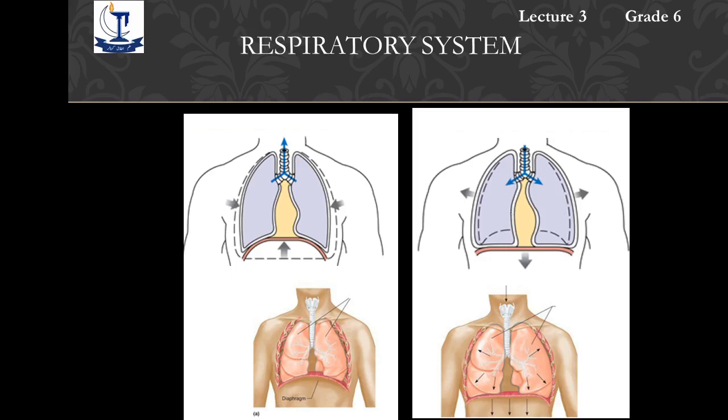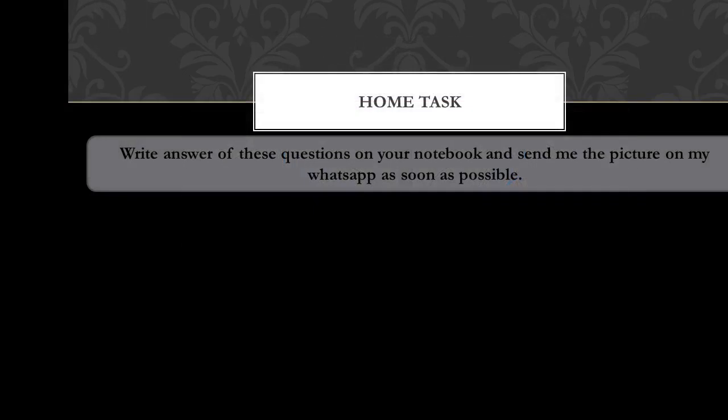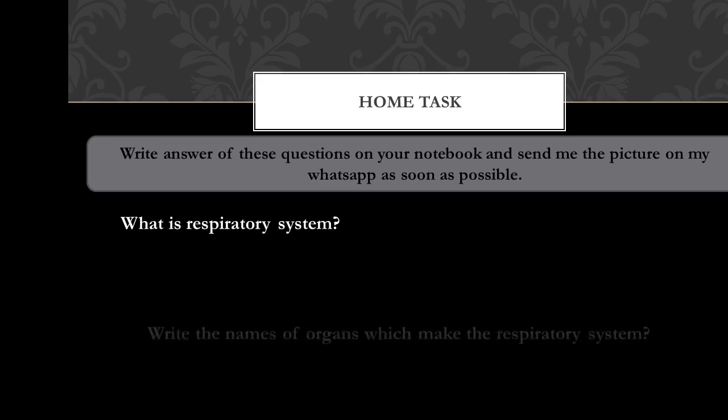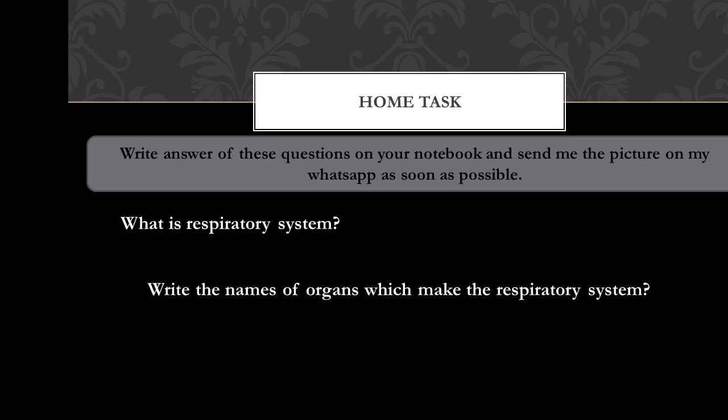This is the respiratory system of the human body. I hope you understand it, and here is a home task for you. Write the answers of these questions in your notebook and send me the picture on my WhatsApp number as soon as possible. What is the respiratory system? You can find the answers from today's lecture. The second question is, write the names of the organs which make the respiratory system. And question number 3, explain inhalation and exhalation. And remember, you will have to draw the diagram for both processes, breathing in and breathing out.